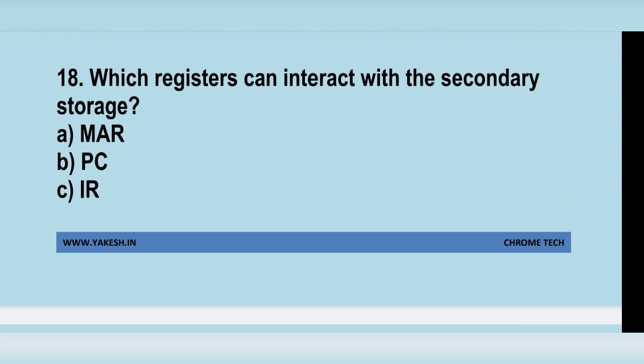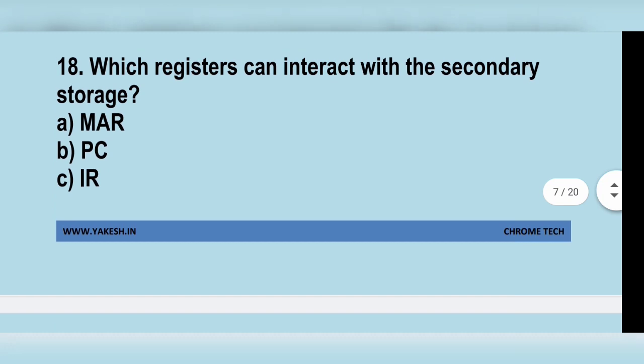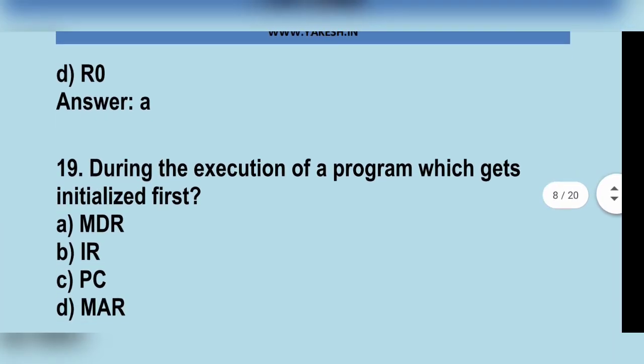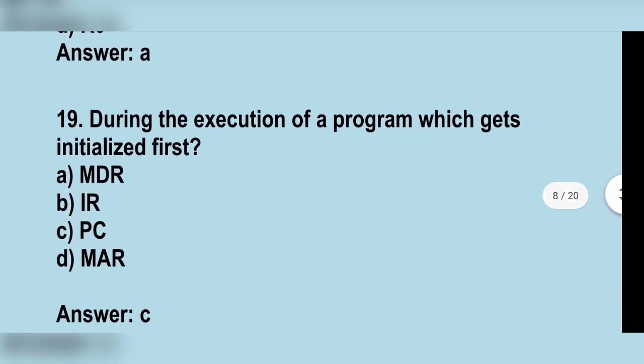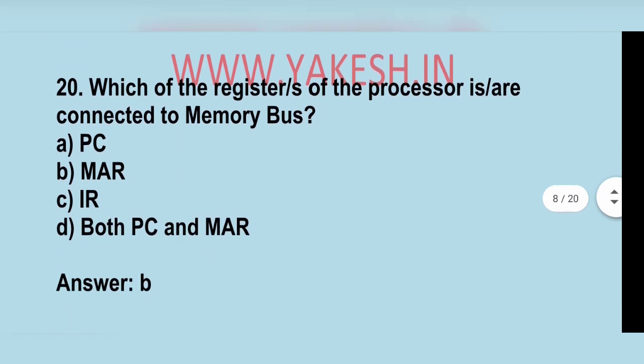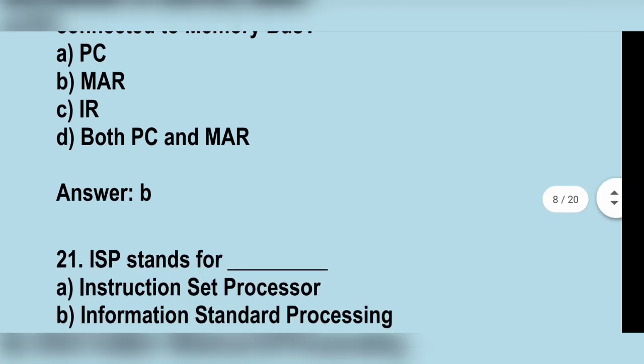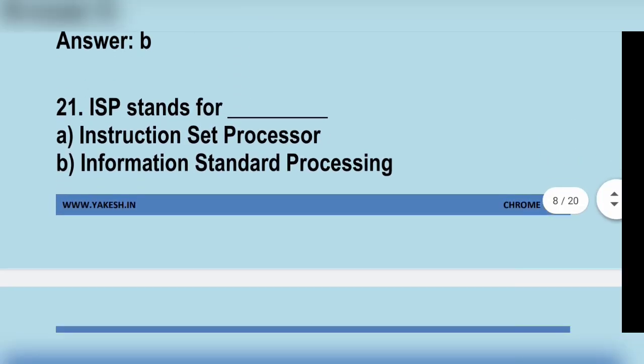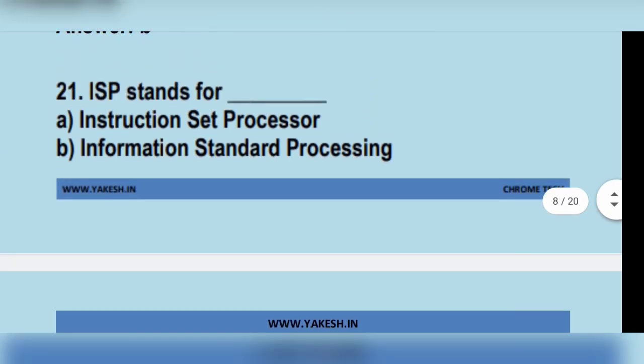Which register can interact with secondary storage? Option A, MAR. During the execution of a program, which gets initiated first? Option C, PC is the correct answer. Next question. Which register of the processor is connected to the memory bus? Option B, MAR. Next question. ISP stands for option A, instruction set processor. ISP stands for instruction set processor.